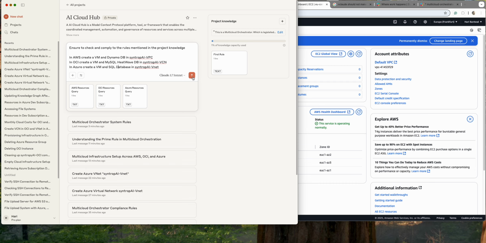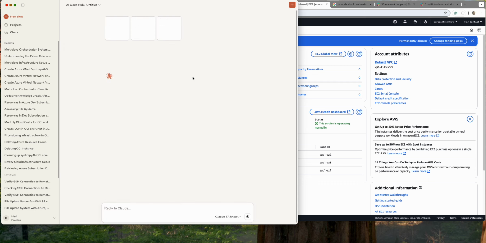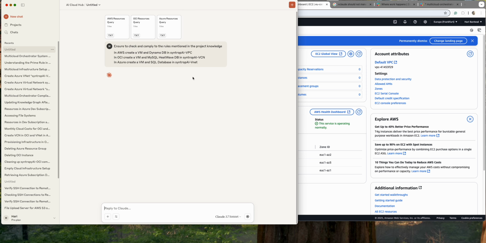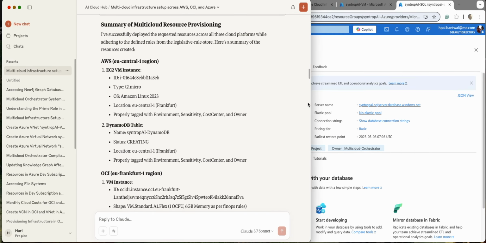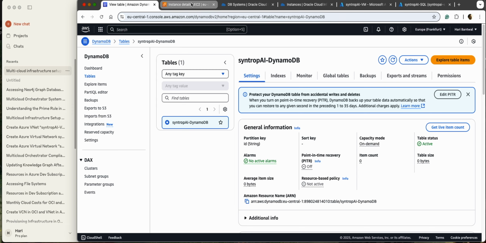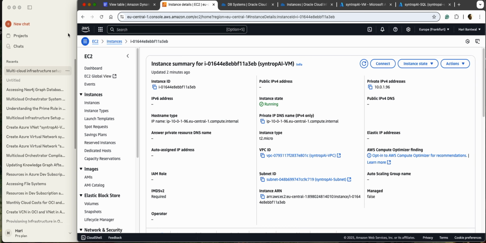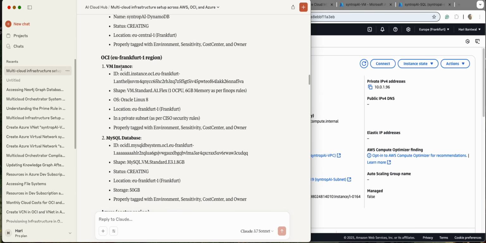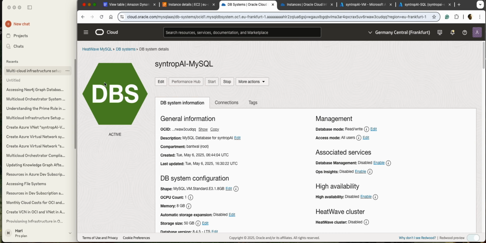Our goal was to provision virtual machines and databases across AWS, OCI, and Azure, within a governed, multi-cloud architecture. But more importantly, we wanted every action, relationship, and policy check to be recorded as graph data. As the AI agent begins deploying infrastructure, it already knows what's allowed from previous legislative rulebooks.